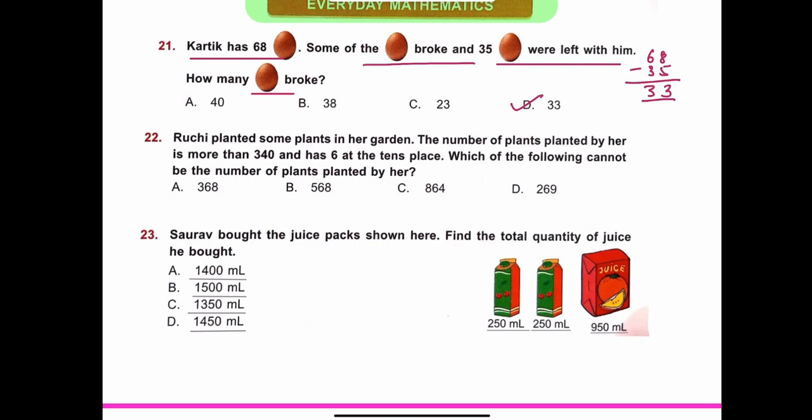Question 22. Ruchi planted some plants in her garden. The number of plants planted by her is more than 340 and has 6 at the tens place. Okay. Which of the following cannot be the number of plants planted by her? So first it is more than 340 and 6 at the tens place. So it can be. Next 568, so it also can be the option. 865, 64 is also correct. But 269, because it is less than 340, it is wrong.